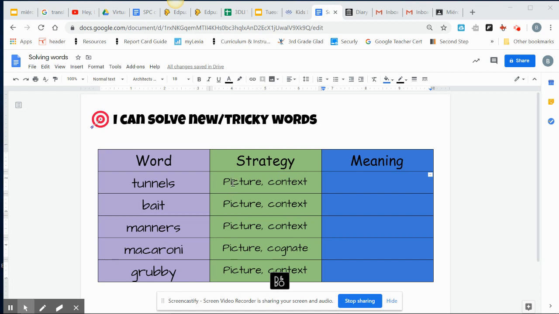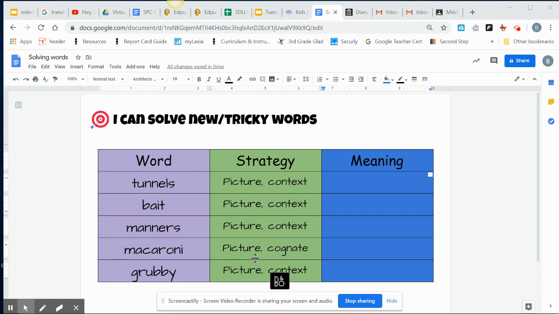We have picture and context, picture and cognate. Those are the three different things we see. If you'll notice, you can use the picture on every single one of these words. That's a little bit different than how you did this with Miss Jenny last week because of the type of book we're reading. You might notice that these all say picture. Well, that's because we're reading a picture book and they're going to give us clues in those pictures to help us understand.